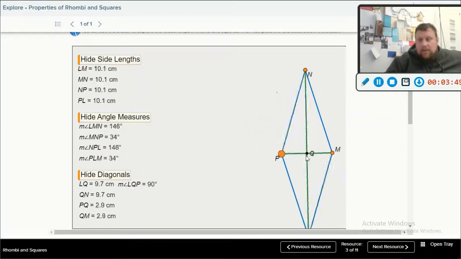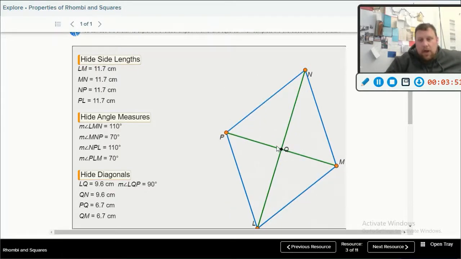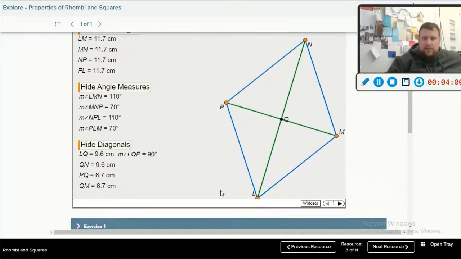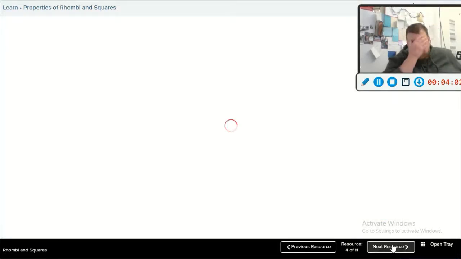So the diagonals of a rhombus not only bisect each other, but they always bisect each other at exactly 90 degrees, whether it's a square or not. So as long as all these side lengths are the same, it's going to do that. So we kind of just explored a lot there, but let's move on.